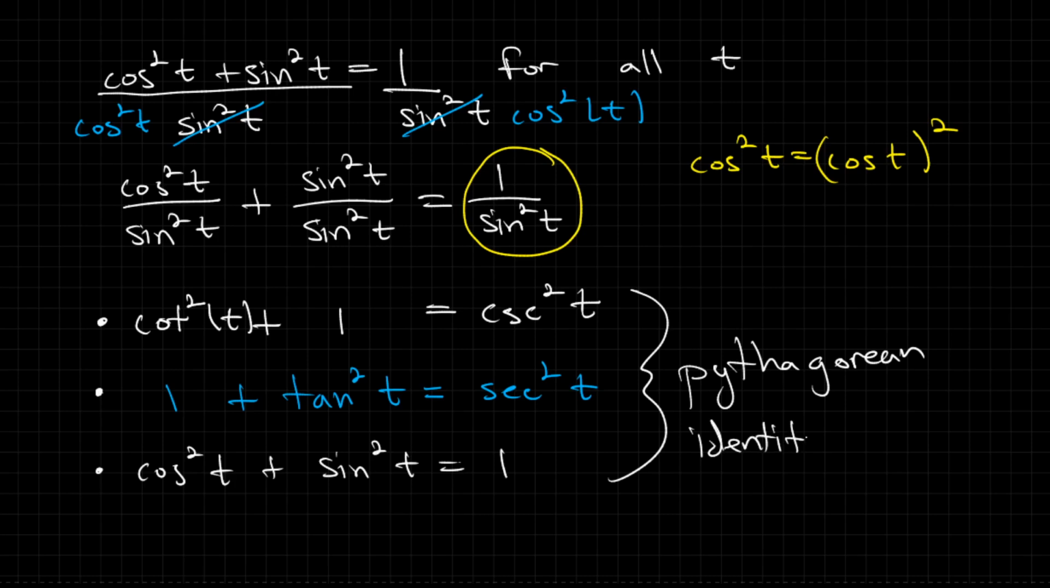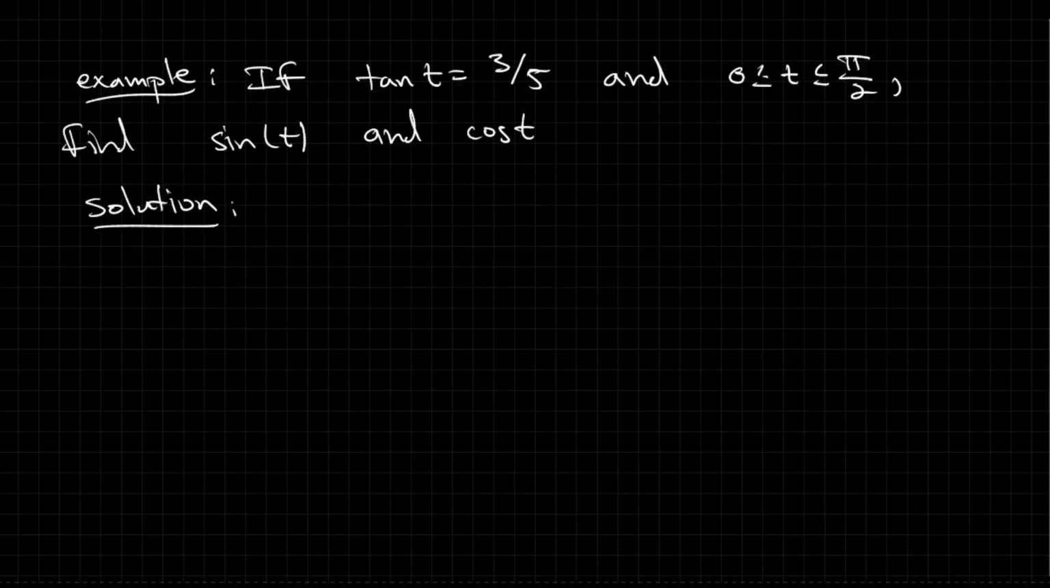So I suppose I would call all three of them the Pythagorean identities. Let's take a look at an example which uses both the Pythagorean identities and also those fundamental identities. So let's suppose that we know that tangent of t is 3/5.